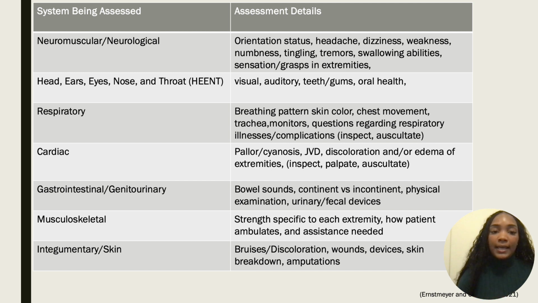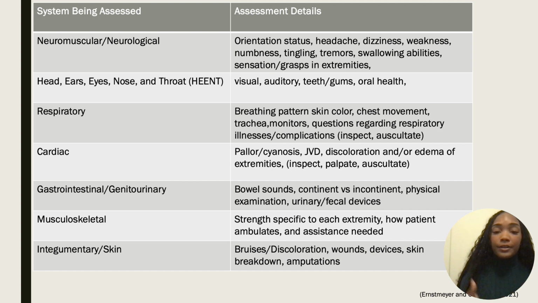Next is head, ears, eyes, nose, and throat. We're looking at visual changes. Are they legally blind? Are they deaf? Do they have oral thrush? Just doing assessments there. Respiratory, we're looking at breathing patterns. We're looking at do they have a trach? Do they have oxygen needs, BiPAP, CPAP, how they're breathing.